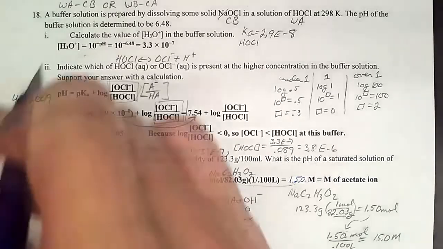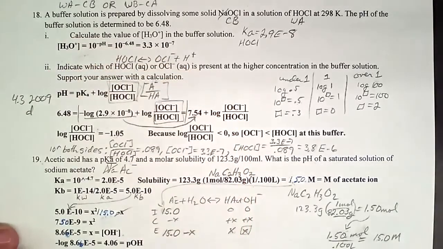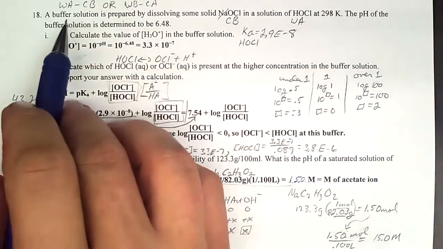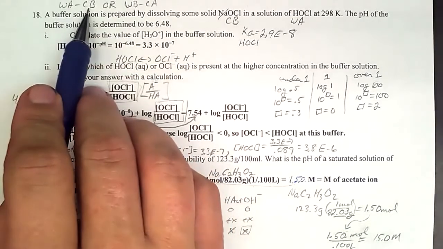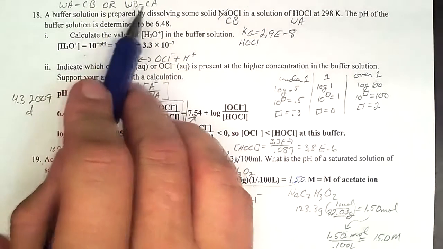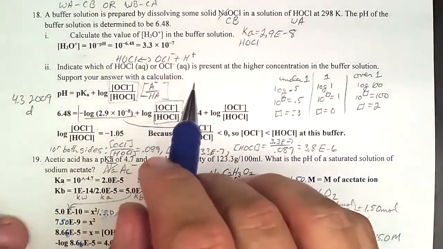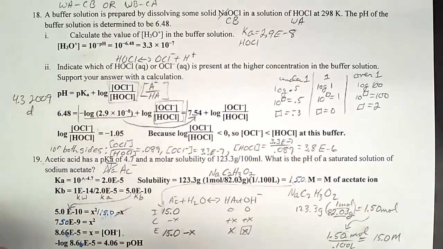On 18, it tells you there's a buffer solution, and what you should be pinging in the back of your brain, or at least after we discuss it a number of times, is that you have a weak acid and its conjugate base, or you have a weak base and its conjugate acid. So what do we have? In fact, you can view it either way, really.